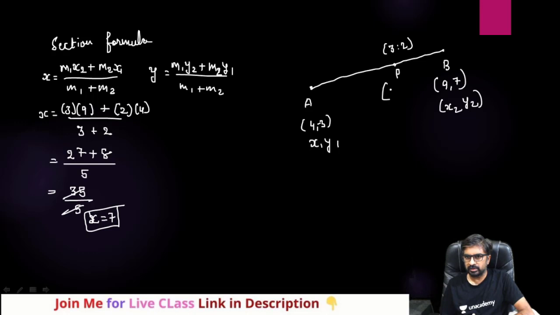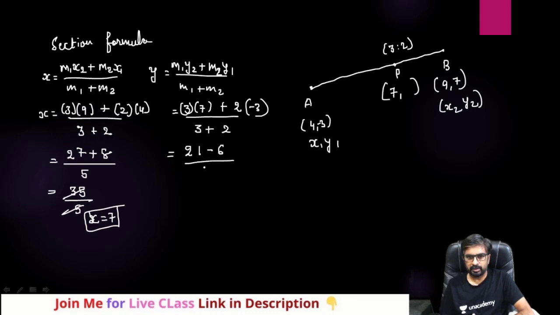So 7 comma. Now y we need to find out with this one. y equals to, again 3 plus 2 in the denominator, 3 into y2. What is y2 here? 7, plus 2 into y1, that is minus 3. So 21 minus 3 2s are minus 6, upon 5. So 15 by 5.